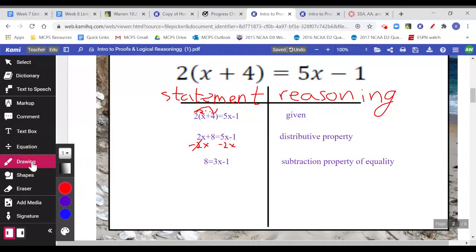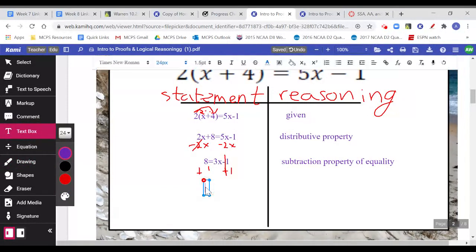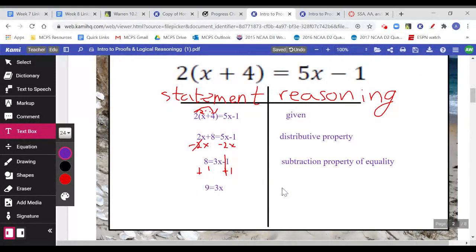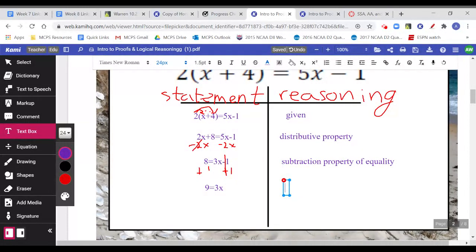The next step that I'm going to want to do is I want to get all my constants on one side. So I'm going to go ahead and add 1 to both sides in order to get that 1 away from the right side and move it over to the left side. So on the left side, I will then have 9. And on the right side, I will be left with 3x. So 9 equals 3x. And then again, I have to think about why was I able to do that? Well, I added something to both sides. So similarly to the last step, here I would just say that that is because of the addition property of equality, which, as it's written out here, means that if I add things to both sides, the two sides stay equal.